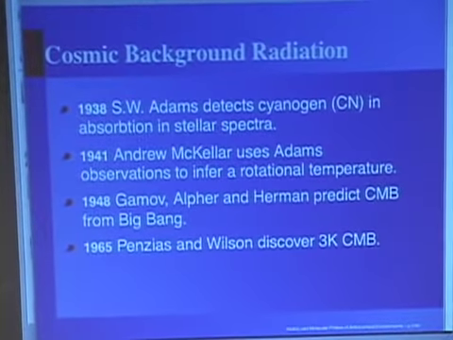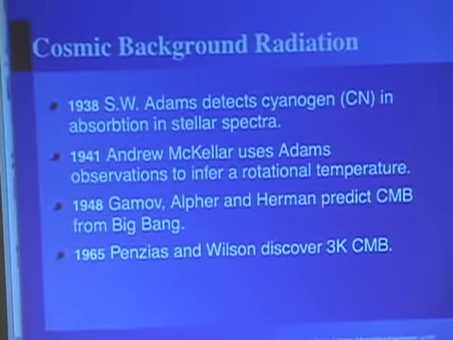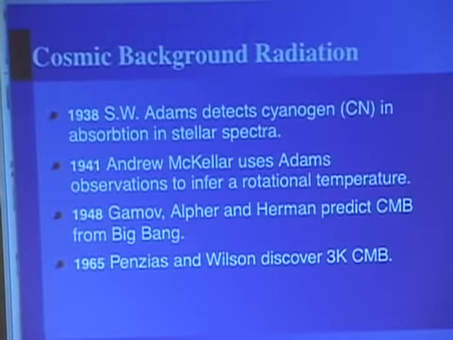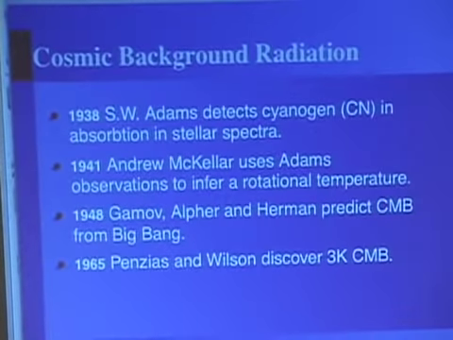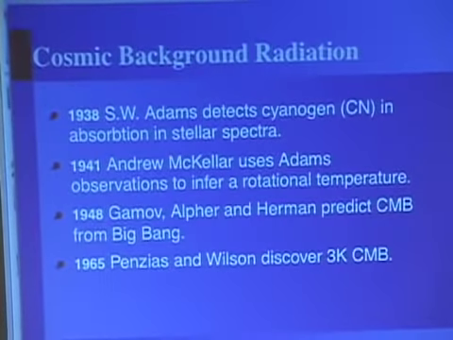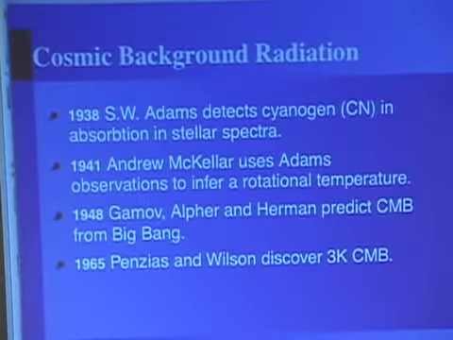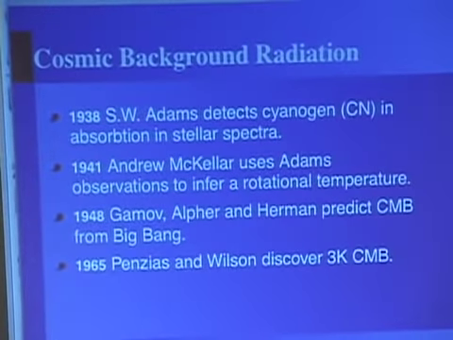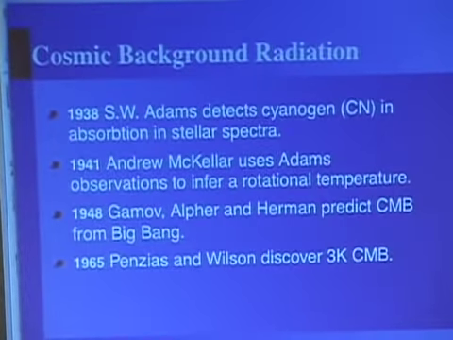I thought I'd bring this up just as an example. CN was detected in 1938 by Adams using Mount Wilson, and in 1941, Andrew McKellar used the observations to infer that the rotational temperature of CN was about 2.7 degrees. We now know this was our first detection of the 3-degree cosmic background radiation. It was done well before Gamow predicted it in 1948, but of course no one really understood they had detected it, and they didn't understand where this excitation was coming from.